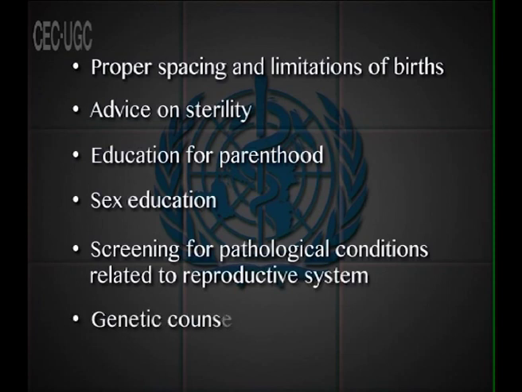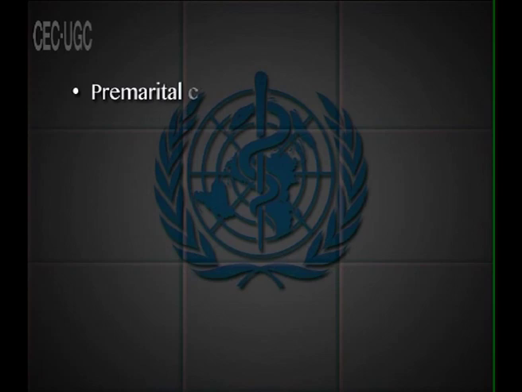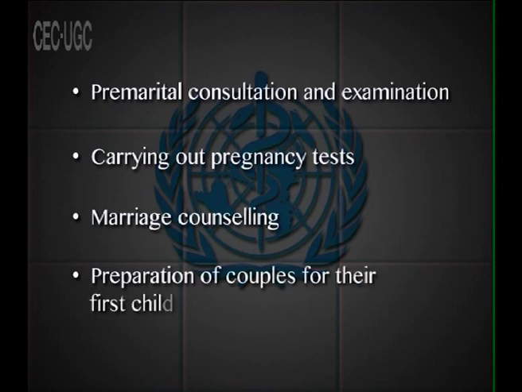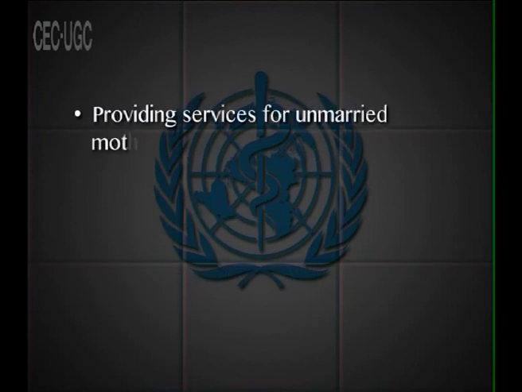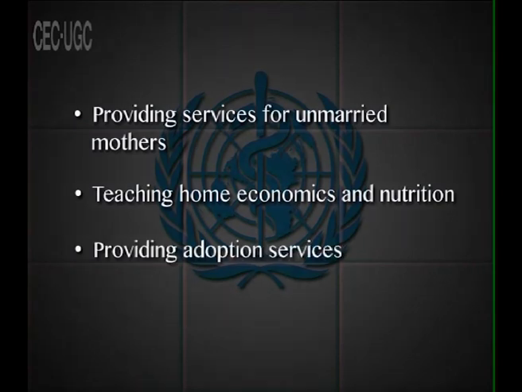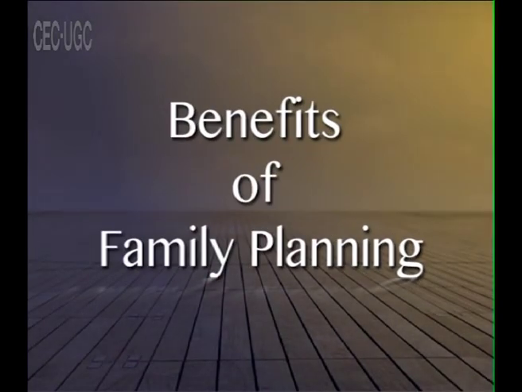Then genetic counseling. Then premarital consultation and examination. Then carrying out pregnancy tests. Then marriage counseling. Then preparation of couples for the first child. Providing services for unmarried mothers. And teaching home economics and nutrition, as well as providing adoption services. These activities may vary from country to country, and India has also adopted their own sets of objectives and policies in this regard. Next, coming on to the benefits of family planning.